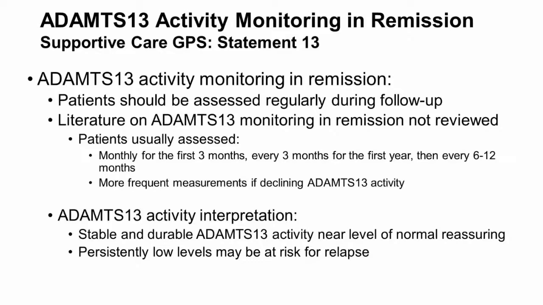Interpretation of the ADAMTS13 activity can include: a stable and durable ADAMTS13 activity near the level of normal would be reassuring to clinicians and predicts a lower risk of relapse in the next 3 to 6 months. Persistently low levels of ADAMTS13, especially less than 10%, and maybe less than 20%, may place patients at a greater risk for relapse. This risk is not absolute or uniform, but I think the data suggest that the risk of relapse is increased when there is severely deficient ADAMTS13 activity.